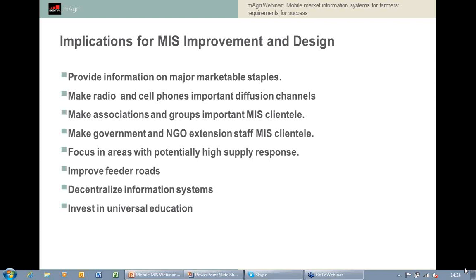And it's nice to focus in areas with highly potential supply response. This means that it's nice to pass over the information to areas which can, for example, grow crops that you want to increase production. Also, if there is a budget and if the resources are there, of course, this is out of the control of the MIS. It's nice to work on feeder roads and also to decentralize the market information systems, and also to invest in universal education so that people can read and understand market information.